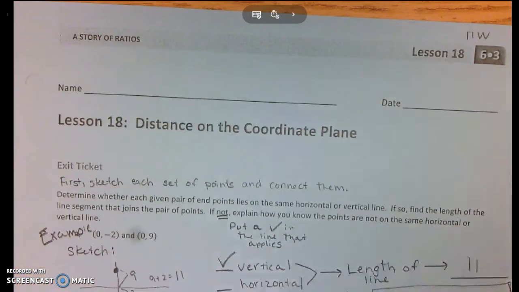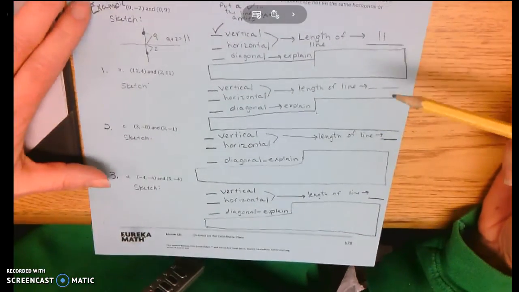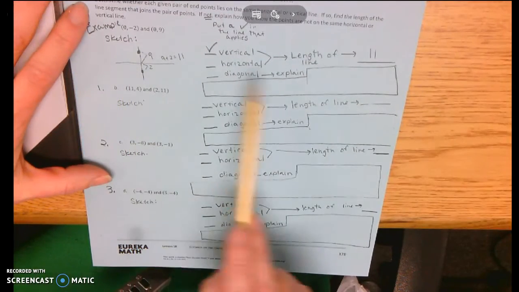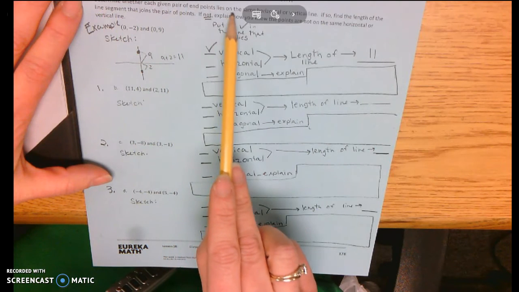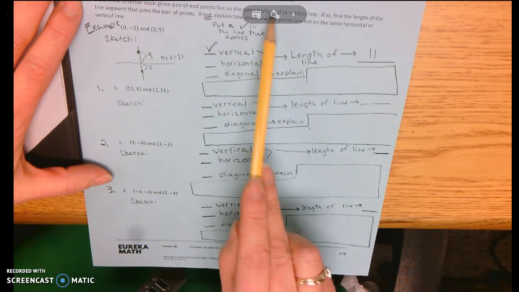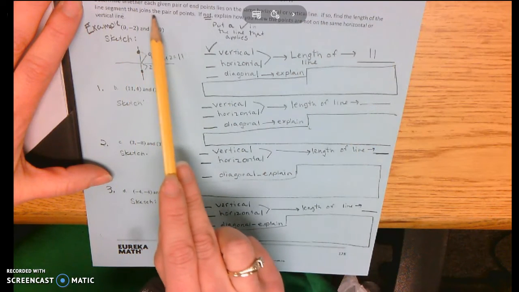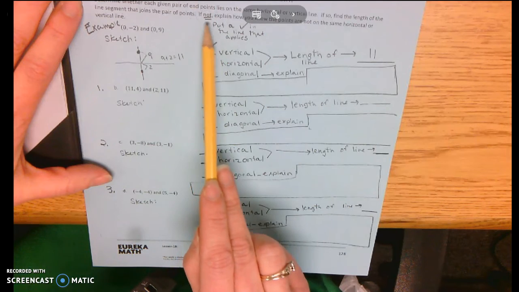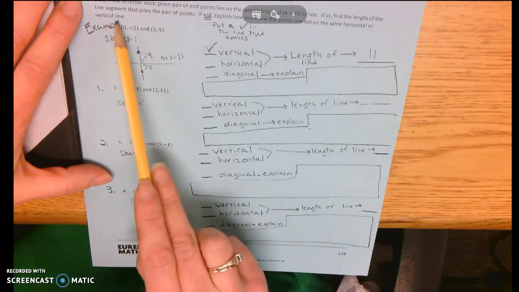So now you're going to go ahead to your homework. And at a minimum, I would like for you to complete 1, 2, 3. On the exit ticket side of the homework, I've again done an example here of what I'm looking for. It says determine whether each given pair of endpoint lines lies on the same horizontal or vertical line. If so, find the length of the line segment that joins the pair of points. If not, explain how you know the points are not on the same horizontal or vertical line.